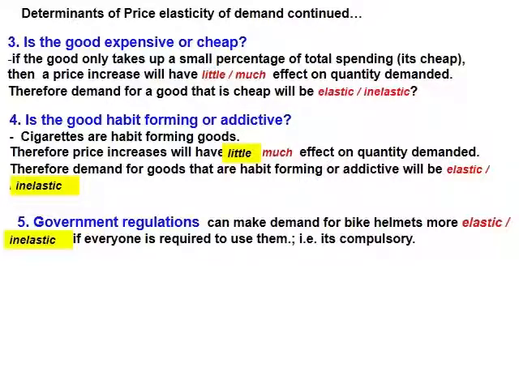So it's inelastic. And of course, government regulation is the final one. If the government makes a law saying you must do something, it's compulsory. So if the price goes up, you haven't got much choice. You have to buy it anyway because the government by law says you have to. So demand will be inelastic.